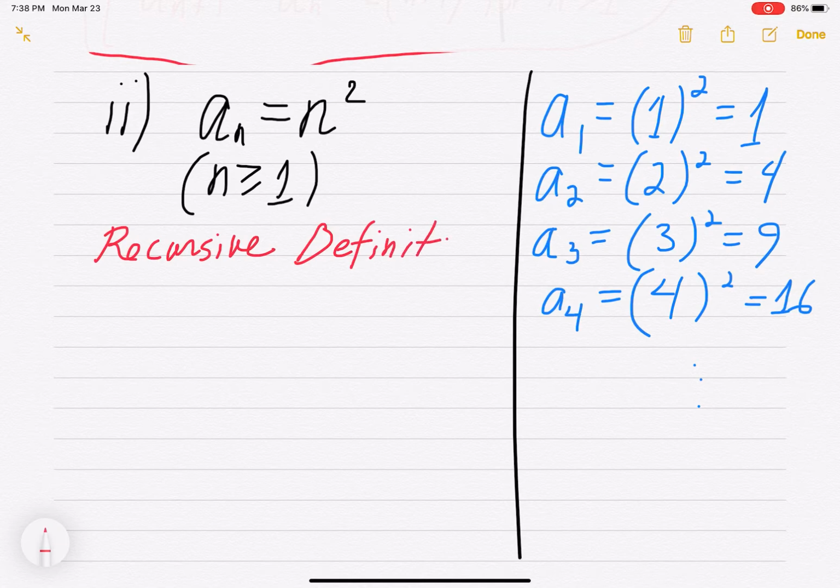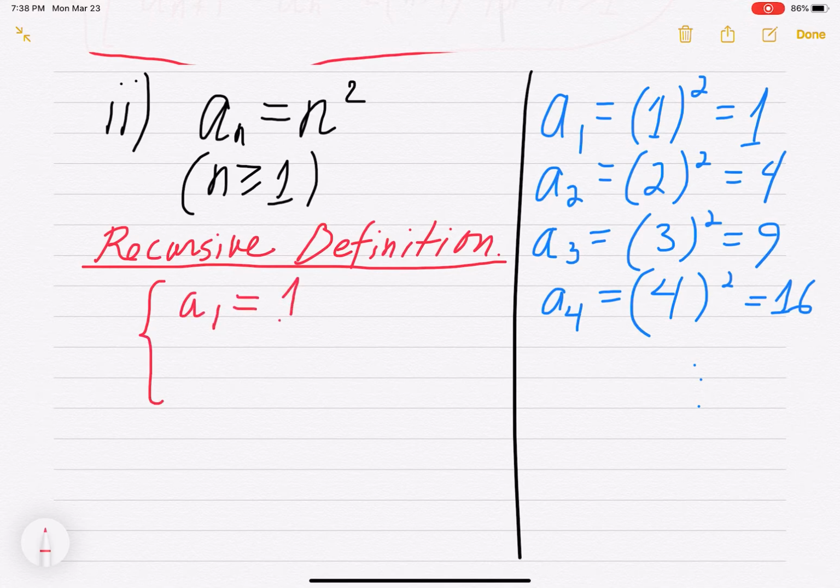So with the recursive definition, you need some initial terms. In this case, we'll pick initially A1 to be 1, right? We know A1 is 1. It's our starting place.